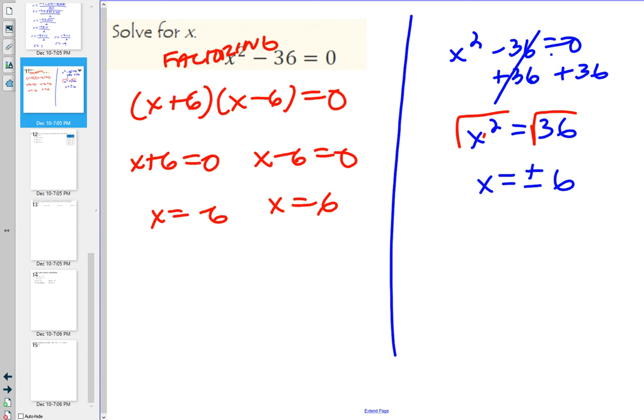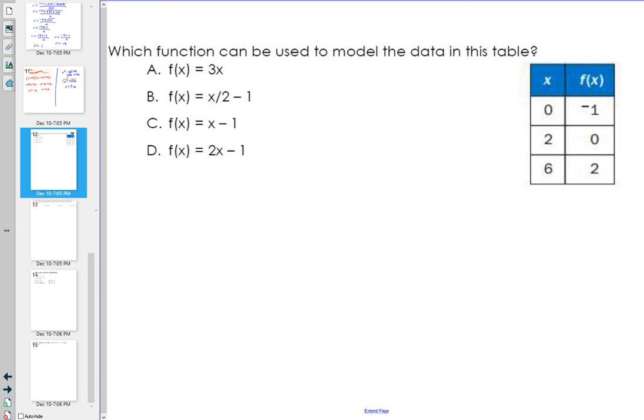Any questions on that one? Which function can be used to model the data on this table? Okay, so yes, there's a way to do this, but in Algebra 1, on something like this, all you really would be required to do is take each one of those and test them. If any of the combinations fails, then you can ignore it. If any of them passes, then you got to go on to the next one and see which one works for all of them. My favorite number to substitute in the whole wide world is 0.